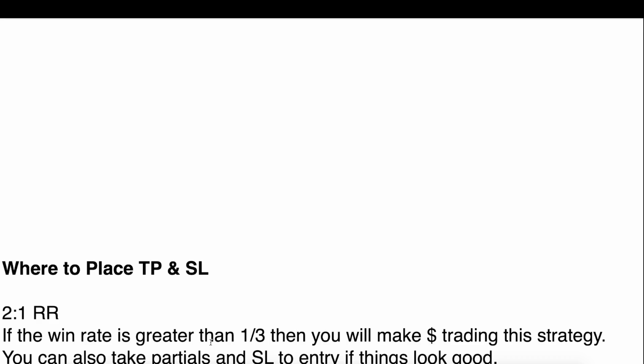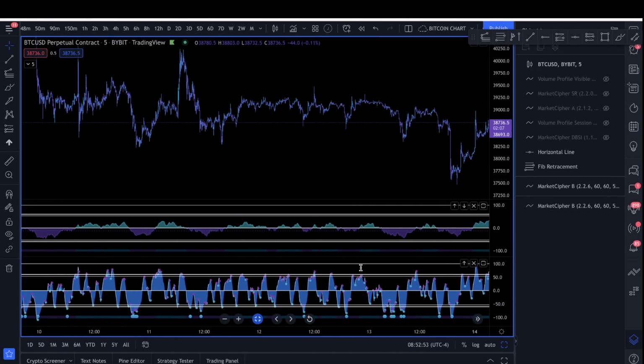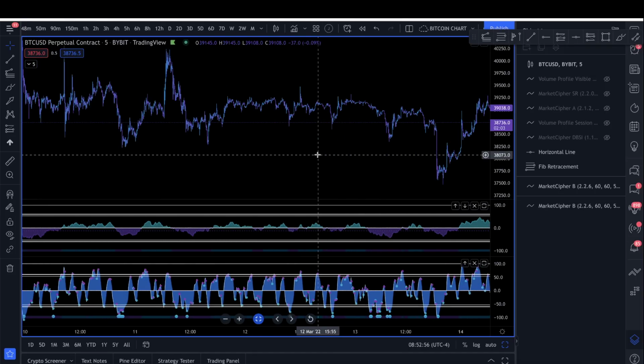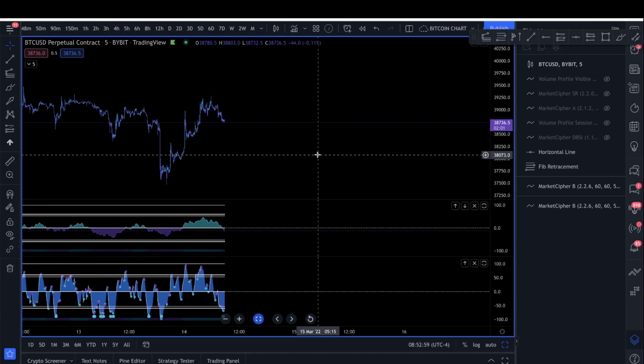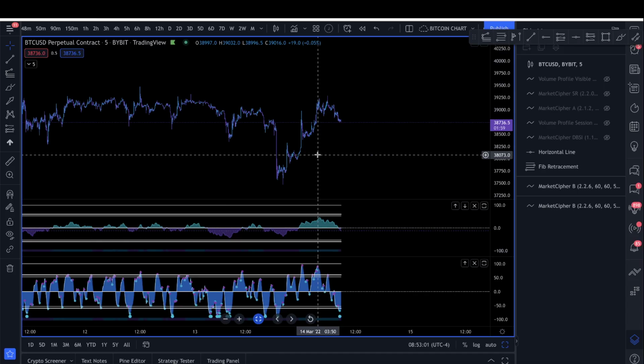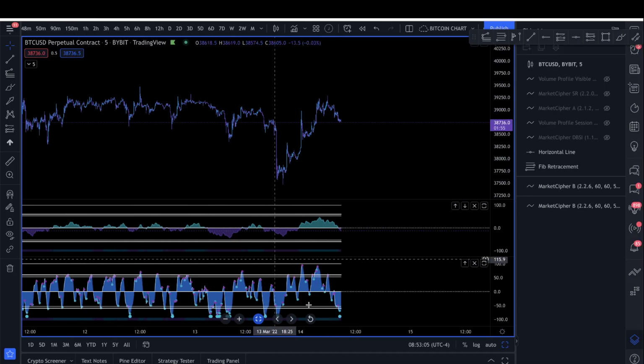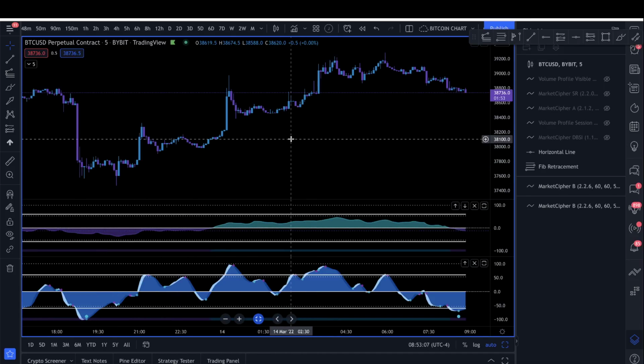We're going to get into the bonus of looking for divergences and also taking partial profits. But for the sake of simplicity, let's quickly go and back test this strategy right here using simply the 2-to-1 risk-reward.